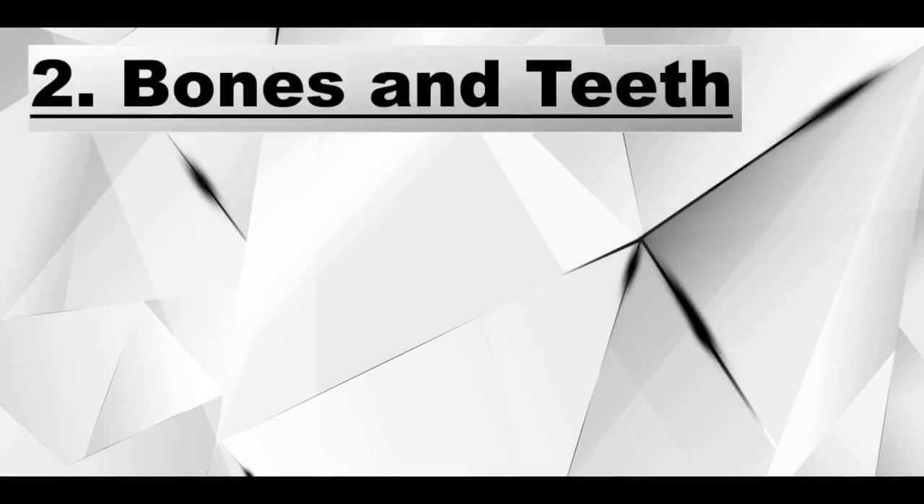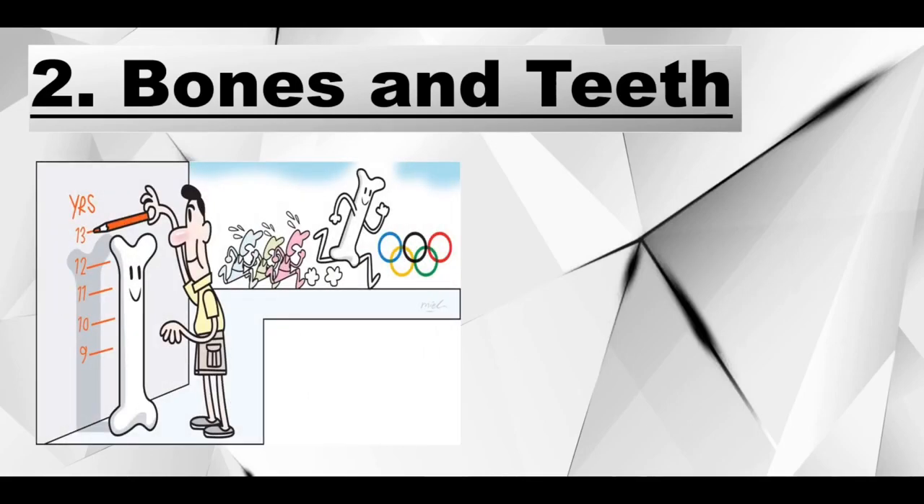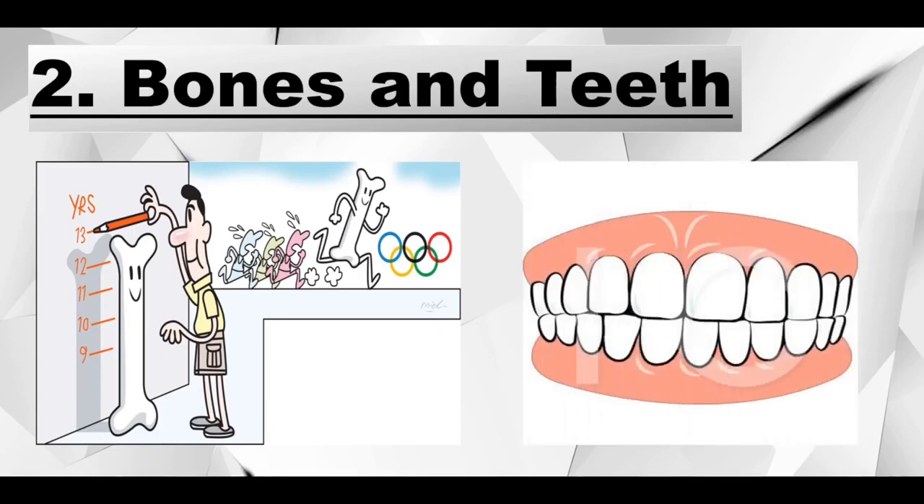The second physical change is bones and teeth. Again, bones and teeth. Adolescents have growing bones, thus increasing the height, and obviously they are growing taller. Their milk teeth will be replaced with permanent teeth. So again, what is the second physical change? Very good. That is your bones and teeth.